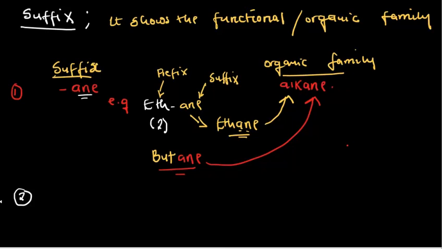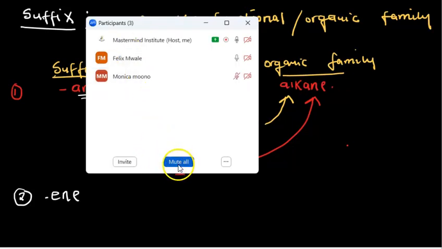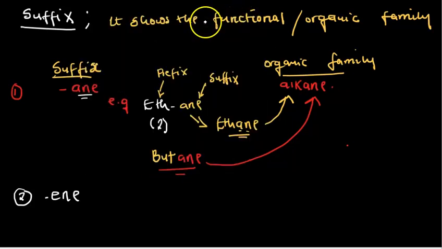So, what if it is ending with ENE? If it is ending with ENE, that organic family is known as an alkene. It means it is an alkene.